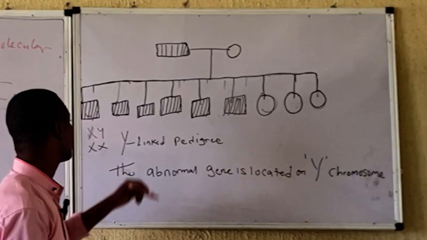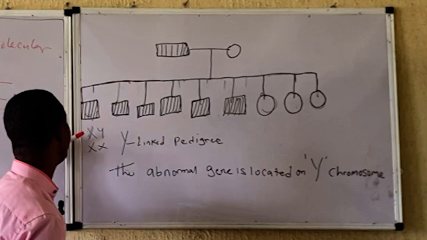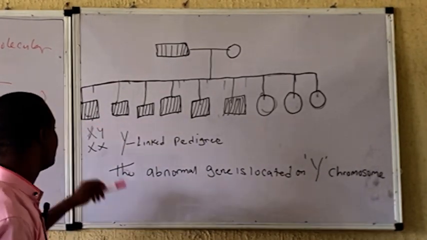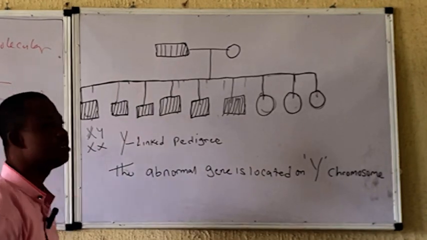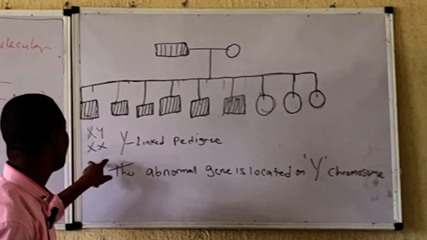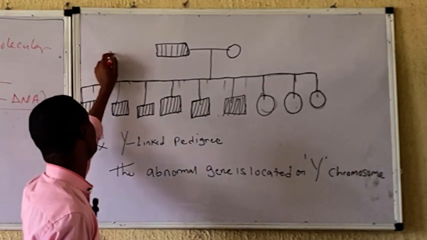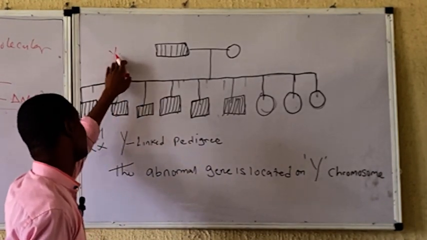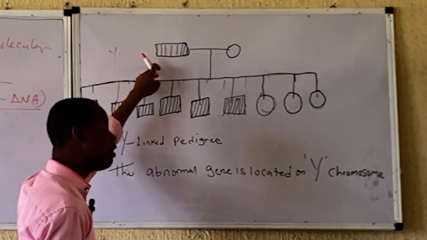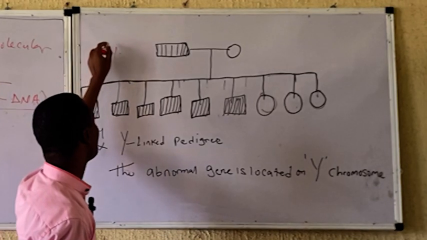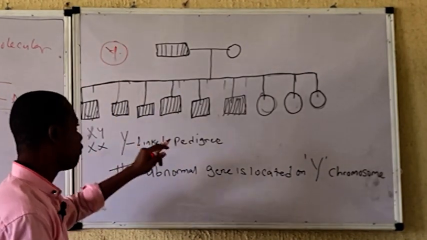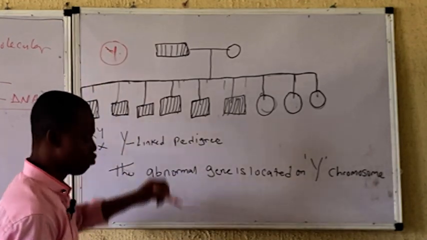Don't forget, for a male individual, it is XY, and for a female individual, it is XX. So there is no way the abnormal gene located on the Y chromosome can be transmitted to a female individual. It can only be transmitted from a father to a son because of the uniqueness of the Y chromosome involved.